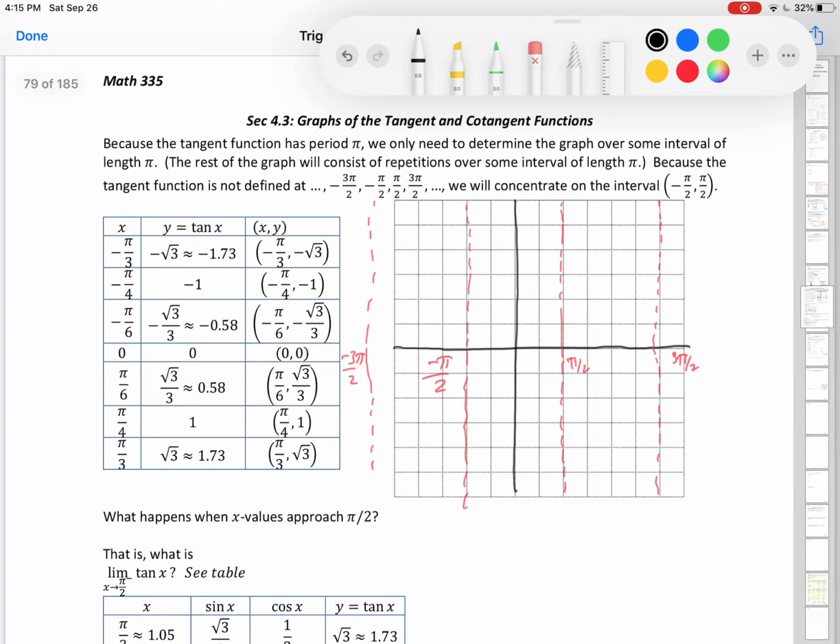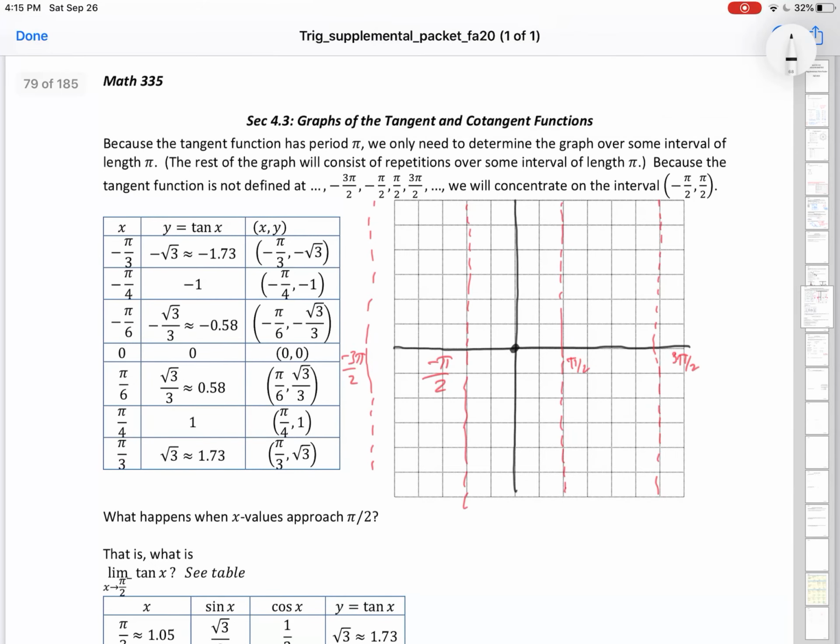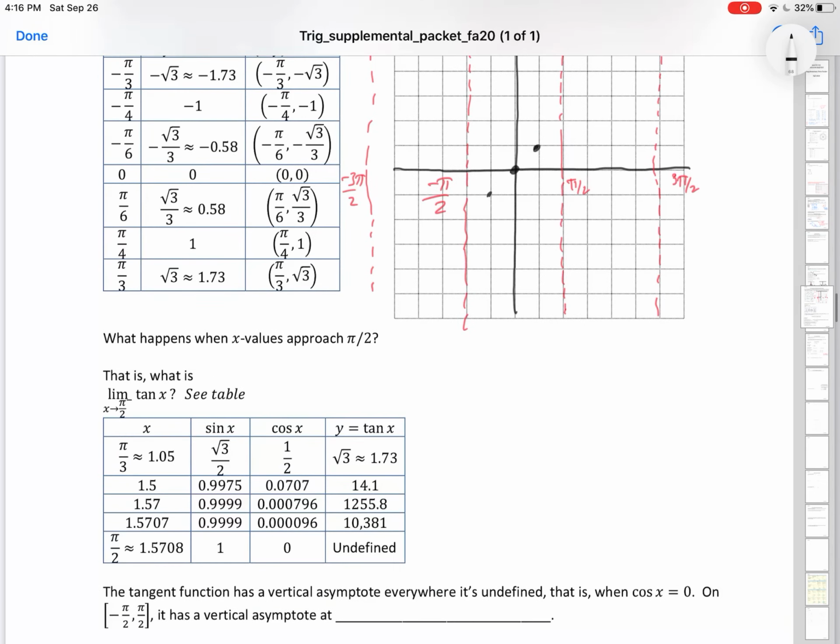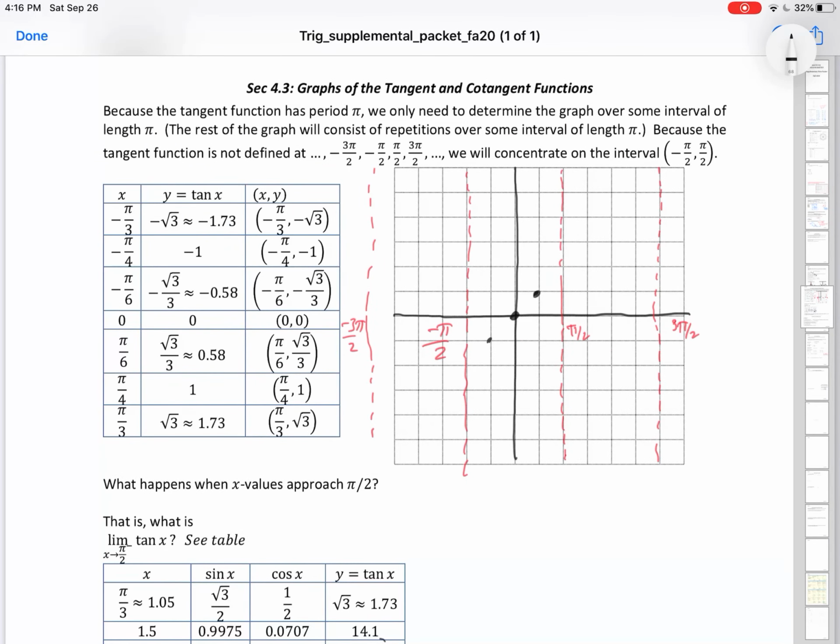So let me go back to the black. You know tangent of 0 is 0. Tangent of pi over 4 is 1. We know that, right? Negative pi over 4 is negative 1. Just going through what we know. And what we want you to see is that as you get closer and closer to pi over 2, you get huge. That's what happens around asymptotes. You get big and get big quick. And so that's what we have.